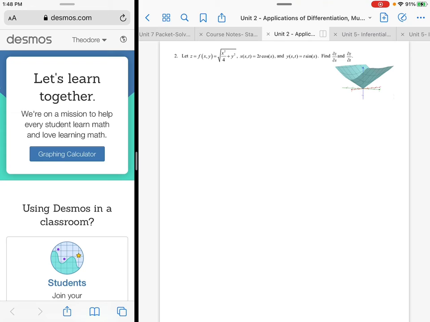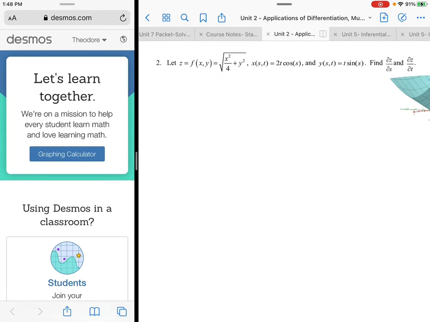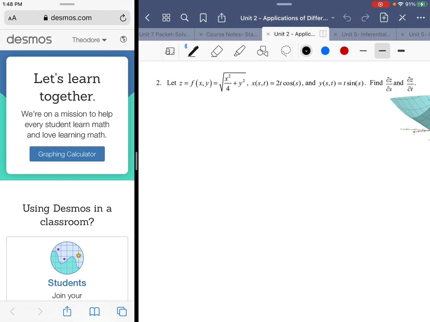All right, so what we need is the partial derivative with respect to s of the original function and also with respect to t. Okay, so the first thing that we would want to do is find the partials with respect to the given variables within the multivariable function. So I would be looking for partial z with respect to x, then also partial z with respect to y.